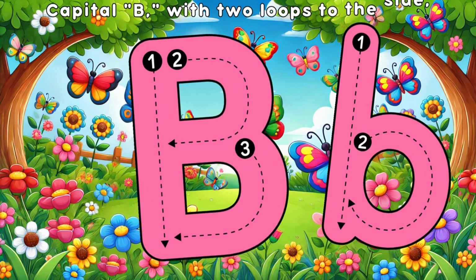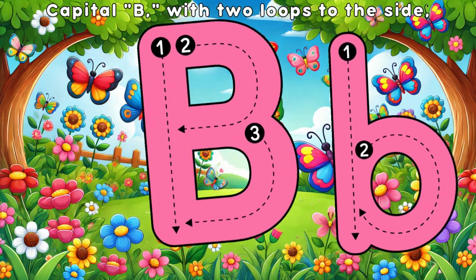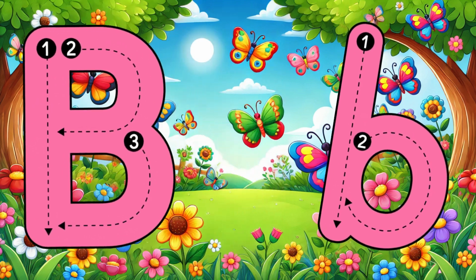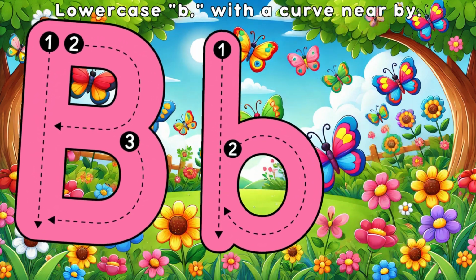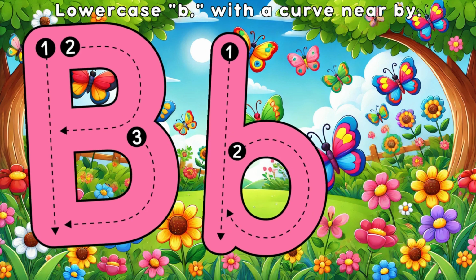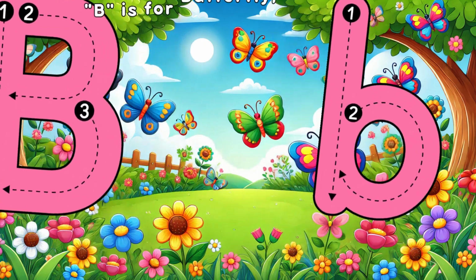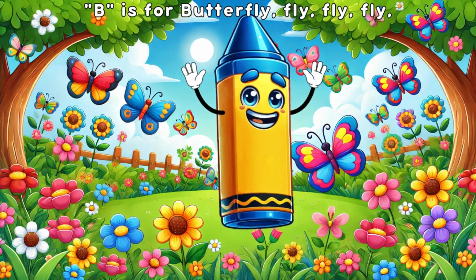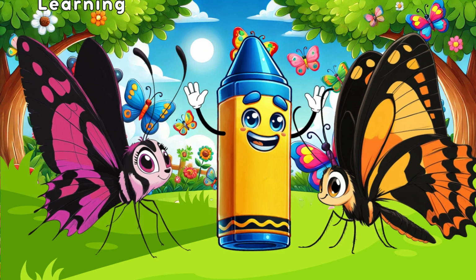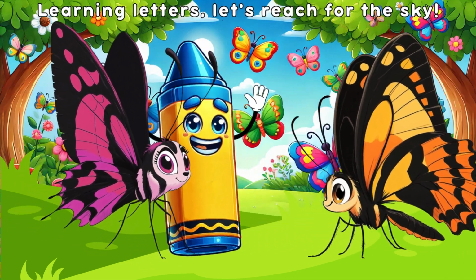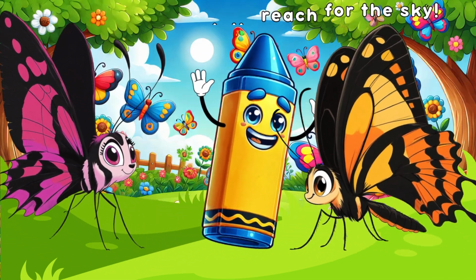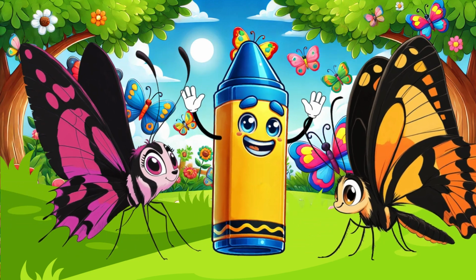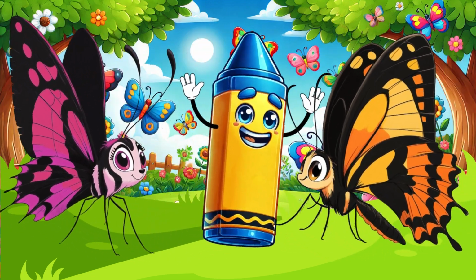Capital B with two loops to the side. Lowercase b with the curve nearby. B is for butterfly, fly, fly, fly. Learning letters, let's reach for the sky.